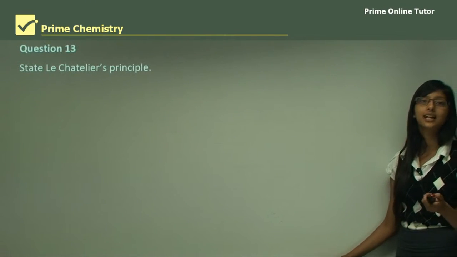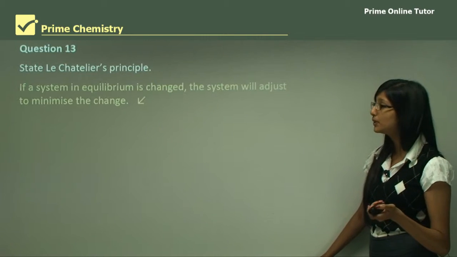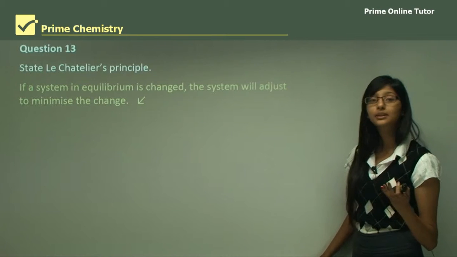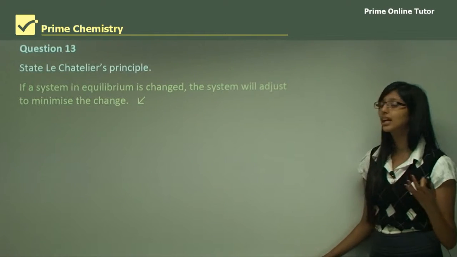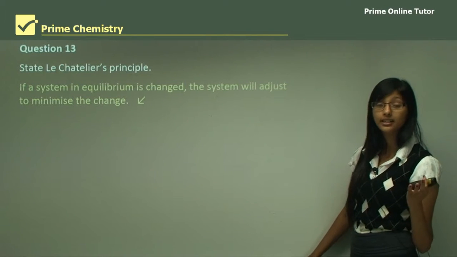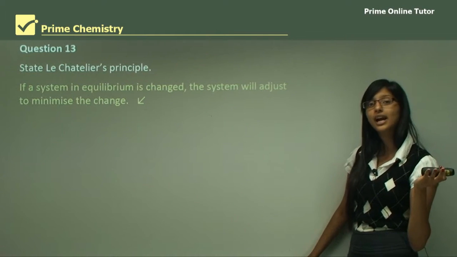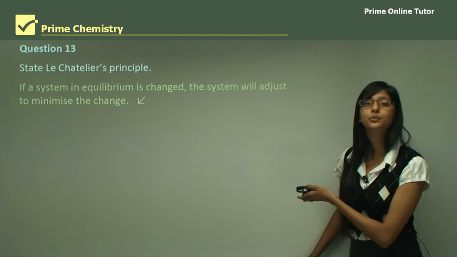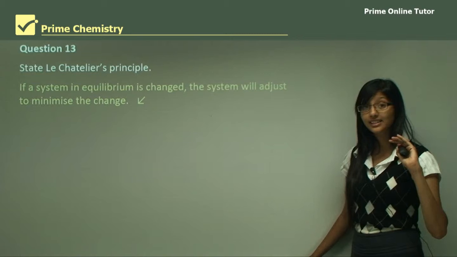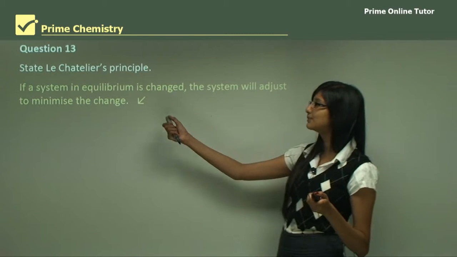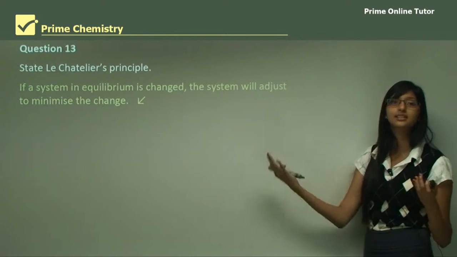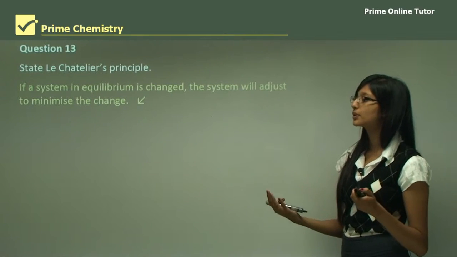Question 13 asks us to state Le Chatelier's principle, and that is, if a system in equilibrium is changed, the system will adjust to minimize the change. So for example, if you increase the concentration of reactants, the formation of products will be favored, so that the extra reactant that is added is reduced. Hence, if a system in equilibrium is changed, the system will adjust to minimize the change. Now let's move on to question 14.